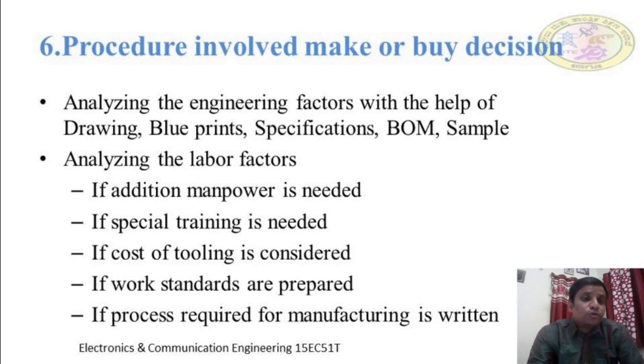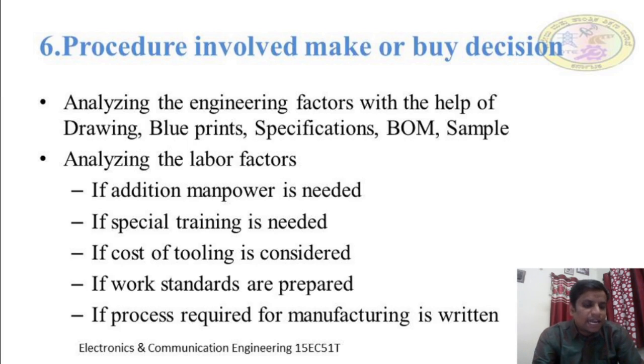So next one is the procedure involved in a make or buy decision. What type of procedure do we need to follow in a buying decision as well as a making decision? Different procedures are involved. The first thing is to analyze the engineering factors, which will help in drawing blueprints, specifications, and the bill of materials. BOM stands for bill of materials. Samples, if required. First procedure: analyze the engineering factors. What are the factors which will affect the diagram, blueprint, specification, and bill of materials?